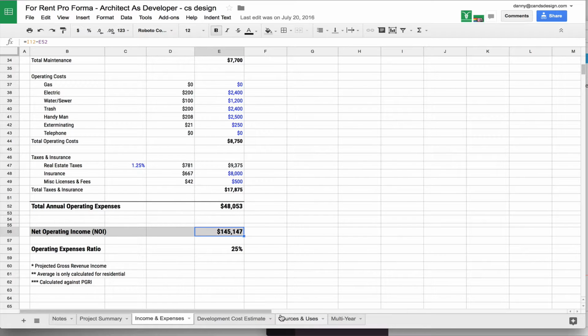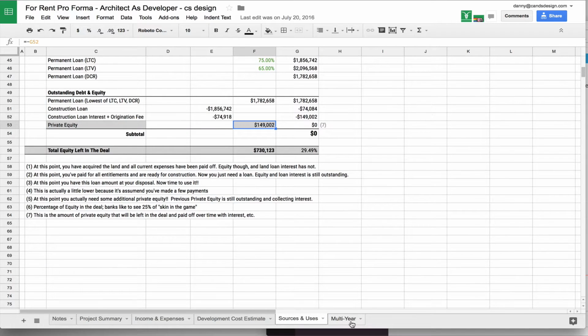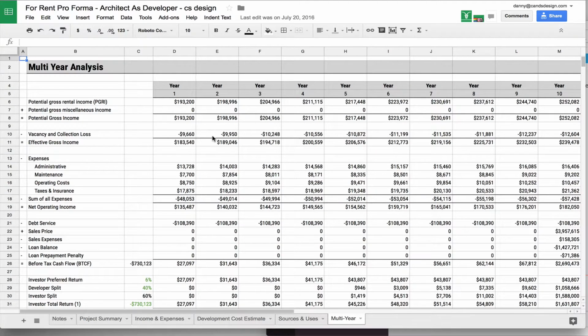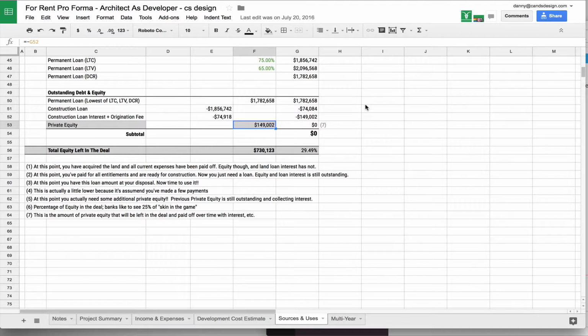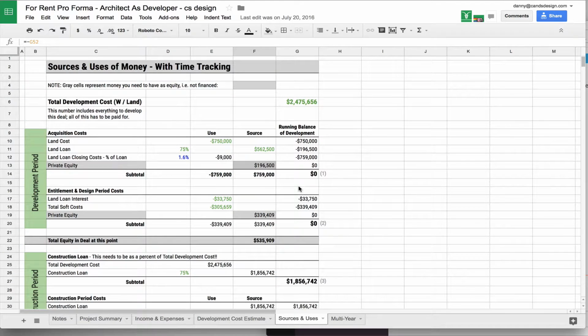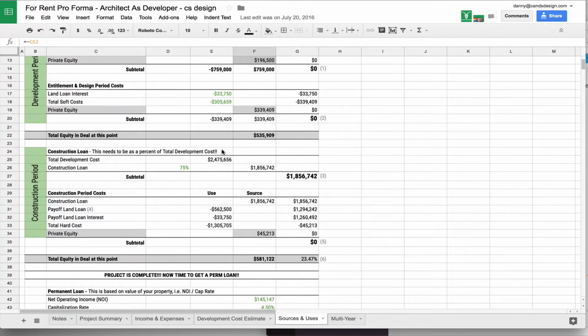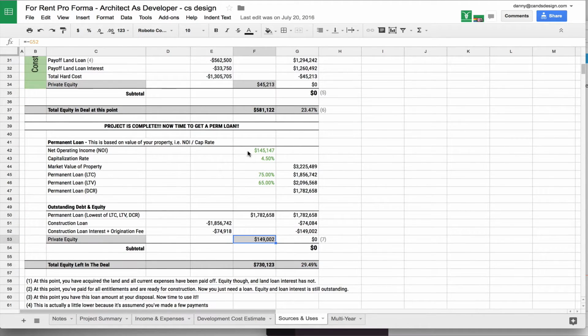And you'll see that in the next tab, which is the multi-year analysis. And this is basically showing what's going to happen every year as money comes in and money comes out. So let me just recap this one more time. This tab shows you the money that you need, where it's coming from, and when you need it, and what it's for.